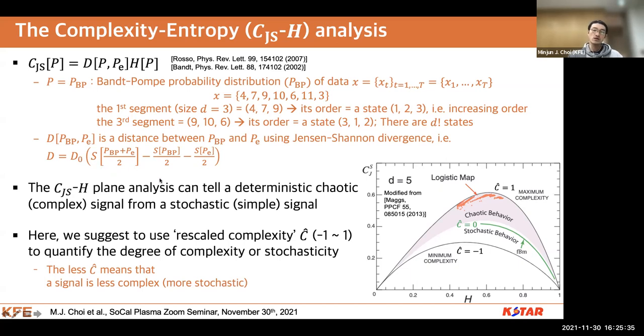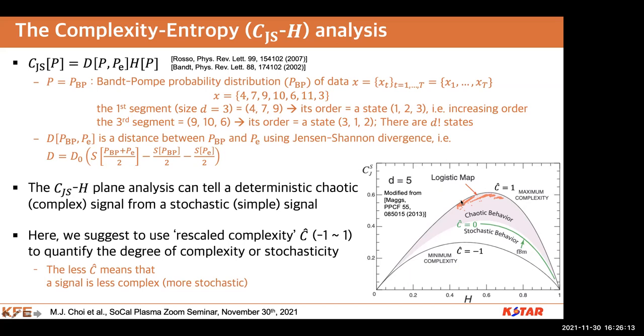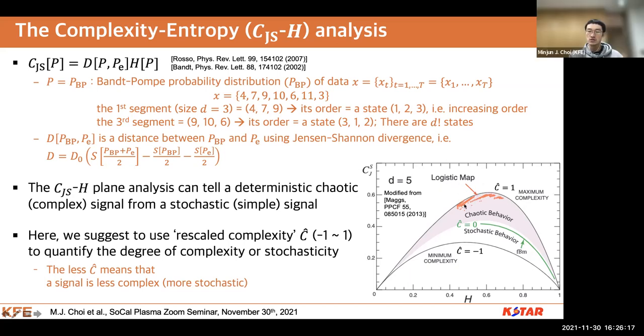And by using these two concepts, he could show that a deterministic chaotic signal, a complex signal, can be distinguished from a stochastic or simple signal, as you can see here. You can plot the data on this CH plane. This H is a normalized Shannon entropy, or the information, and this C is a Jensen-Shannon complexity defined using this. And you can see that the chaotic signal, such as the logistic map, will reside on this upper part of this area. And he distinguished these two regions, the chaotic and the stochastic regions, using well-known stochastic models, such as fractional Brownian motion or fractional Gaussian noise.